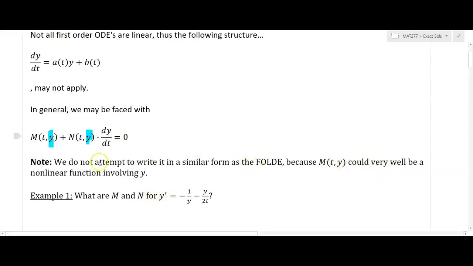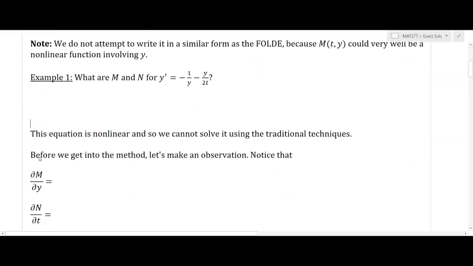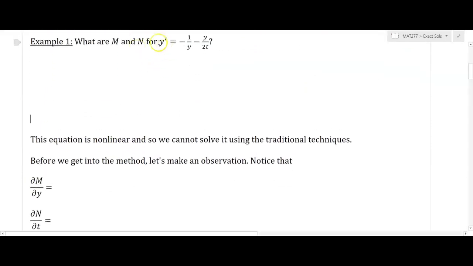So let's take a look at just one that's not in this form and see how we can get it into the correct form. So what are M and N for y prime equals negative 1 over y minus y over 2t? There are multiple ways to get it into this form. Remember this is just dy/dt, so we can leave it as y prime to keep our writing simpler. What I'll do here is get a common denominator, and the reason I'm going to do that is because then I can multiply both sides by something to help me cancel out the components.